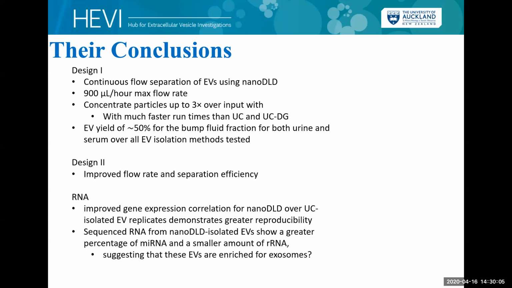The EV yield of 50% for the bump fluid fraction for urine and serum was over all EV isolation methods tested. So they're really harping about how great their system is here. And then in design 2, if you remember, they shrunk down the bump effluent and increased the concentration of the EVs even more. And then for the RNA, they improved the correlation for nano-DLD over ultracentrifugation and showed that it was more reproducible. And again, they showed a greater percentage of microRNA relative to other RNA.